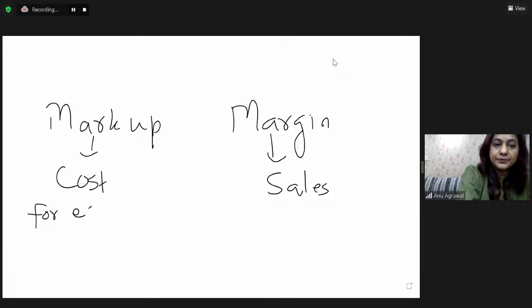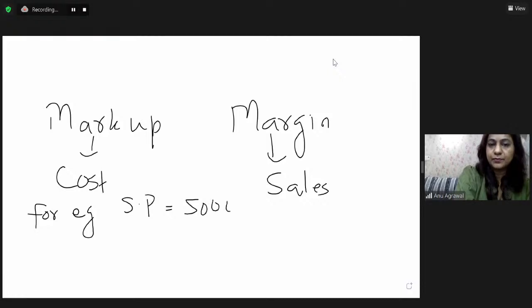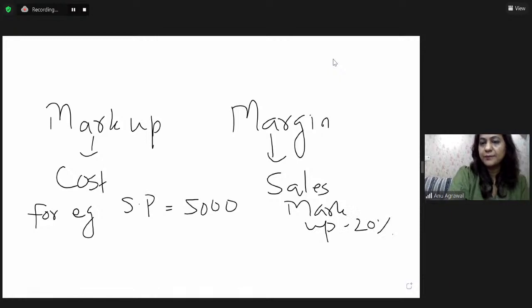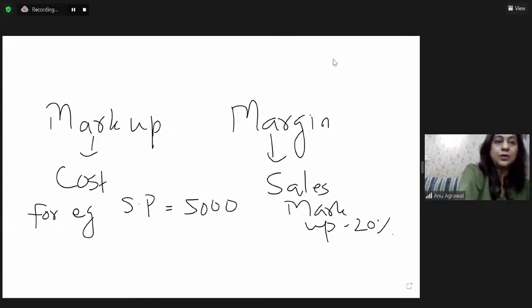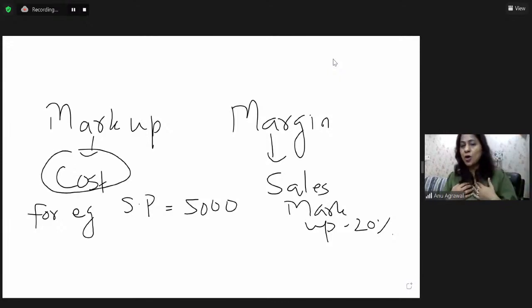For example, I tell you the selling price of the good is 5,000. But if I give you markup of 20%. Now guys, markup means the profit percentage. Now markup is 20%, but it is on cost. But do I know cost? No. Then go back to your class 5th maths.